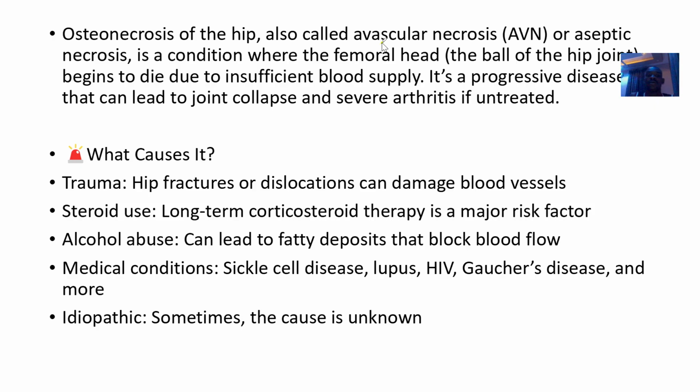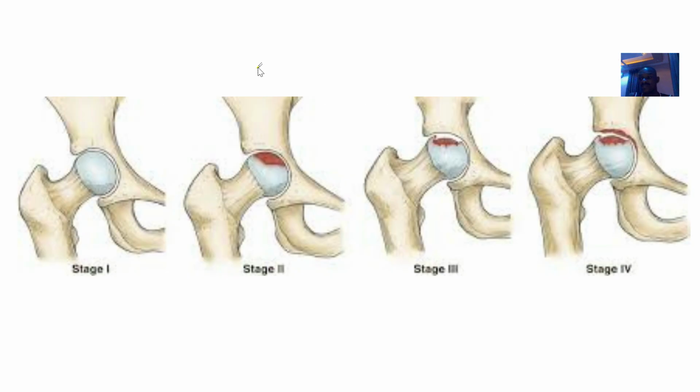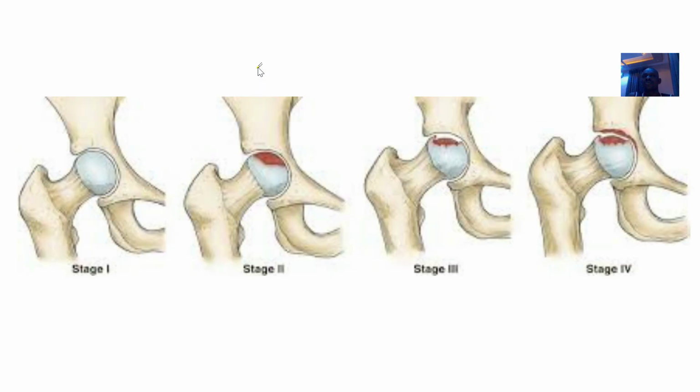Do you understand? So it's a condition where the femoral head, that's the ball of the hip joint, begins to die. Now this is because blood supply is not reaching it properly. Okay, it's a progressive disease. That means it doesn't happen all of a sudden. It takes time. You understand?